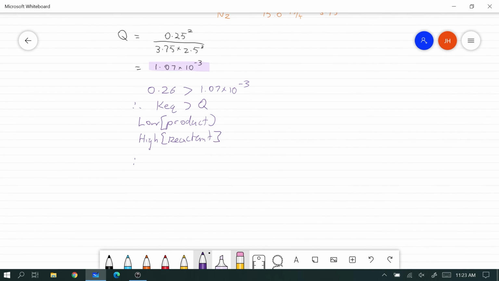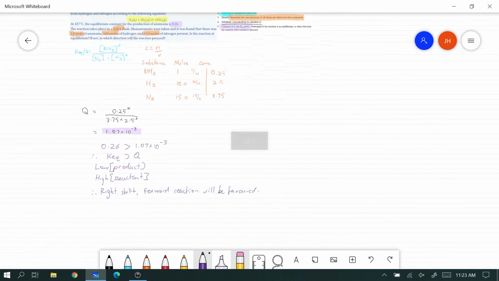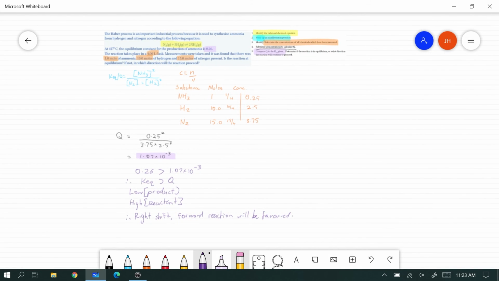If that's the case, that's going to mean that there will be a right shift. And if there's a right shift, that means that the forward reaction will be favored. And there we go, a solution to this question. We've been able to use our Q value to determine whether or not our system was at equilibrium, and because it wasn't, we could then also make a prediction on the direction of the reaction.